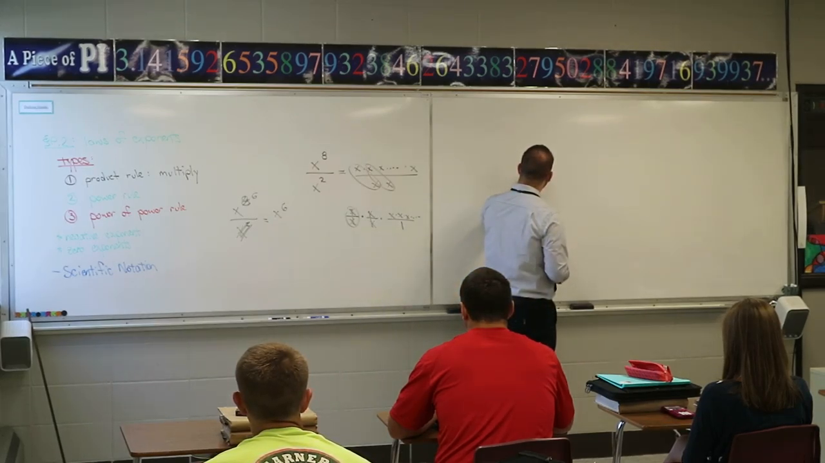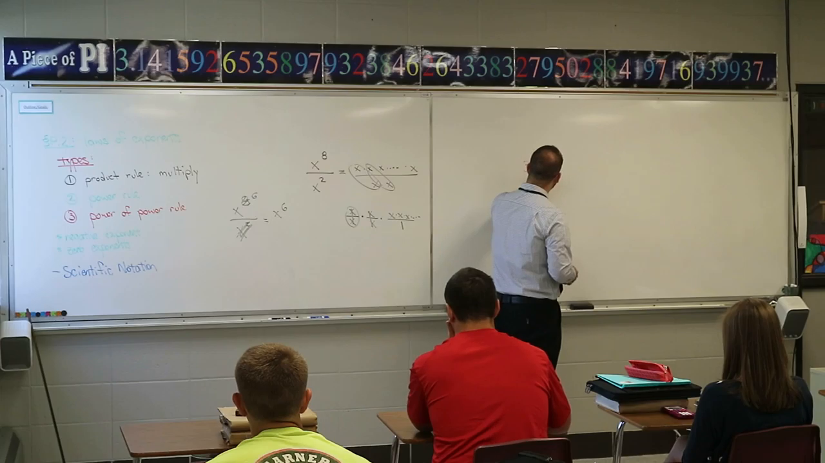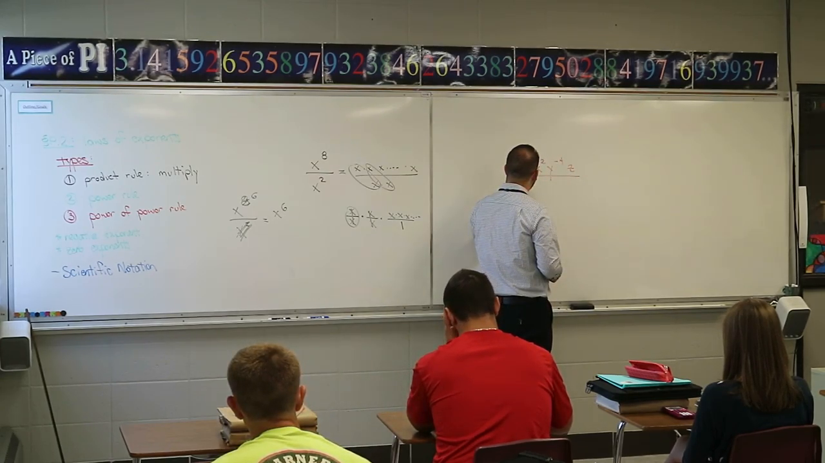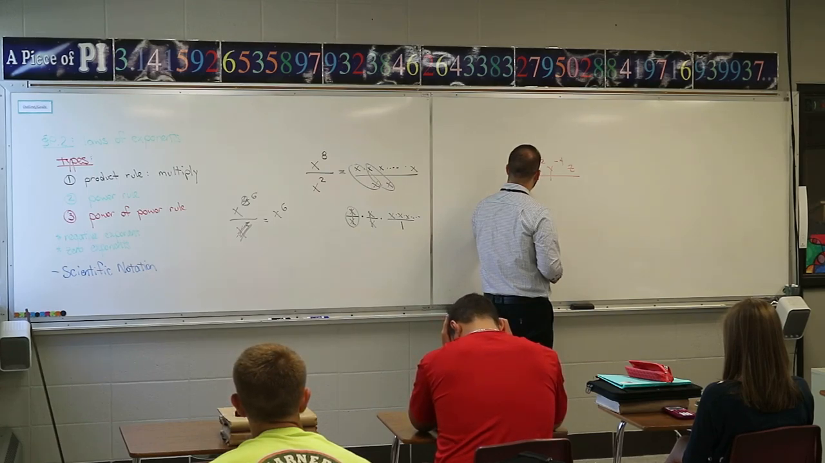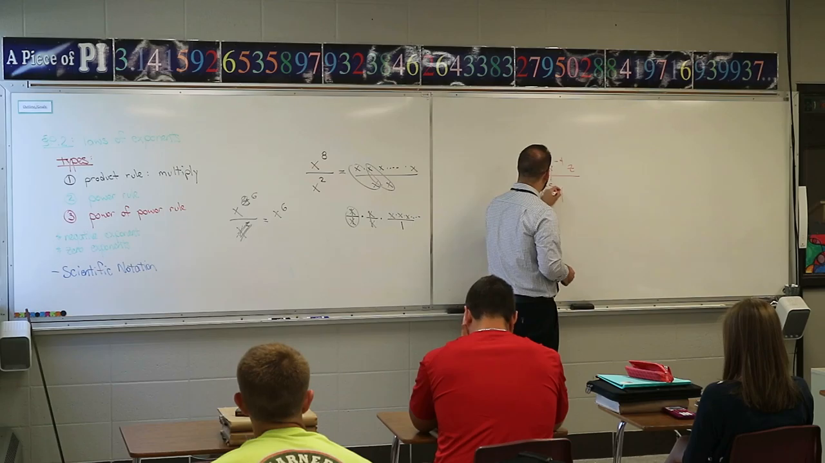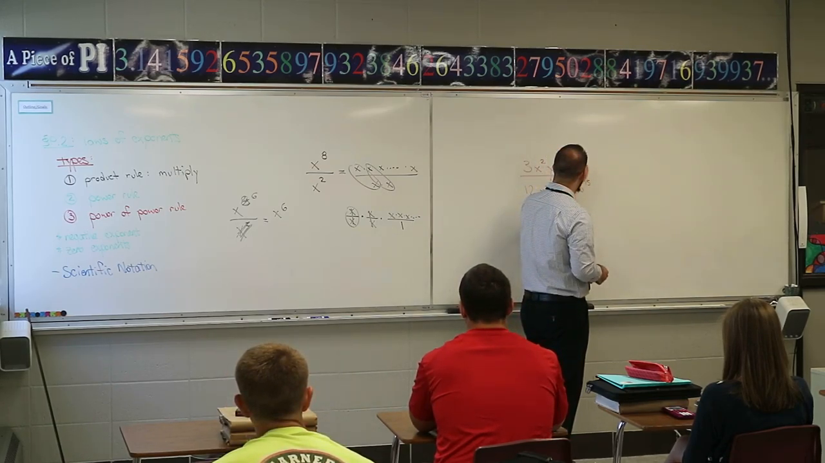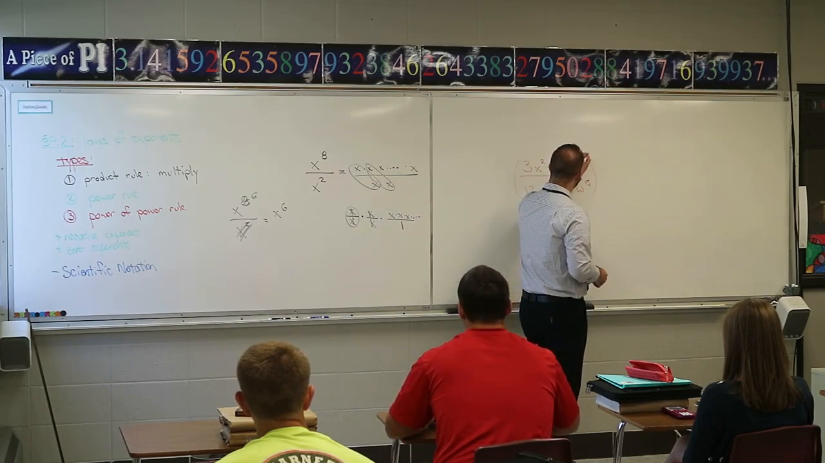Let's go. 3 square root of y, 4z, 12, x to the negative 5, w to the 15, and square this.